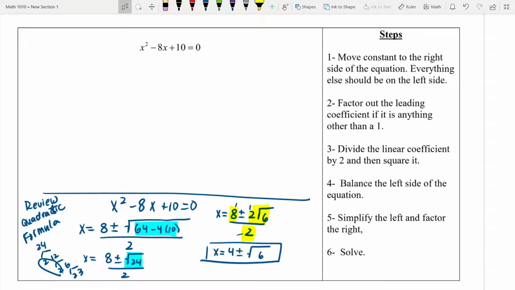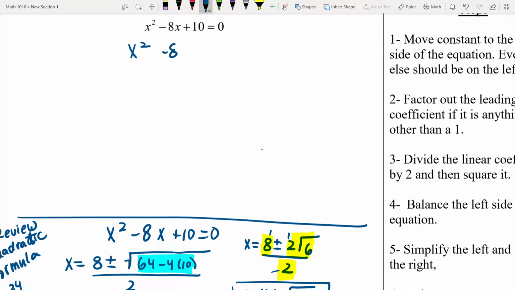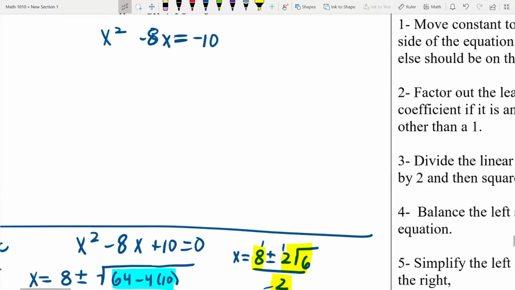The steps are over here on the right-hand side. Step number 1, move the constant to the right-hand side, everything else to the left-hand side. Not yet, don't do it. So everybody go x squared minus 8x equals negative 10.